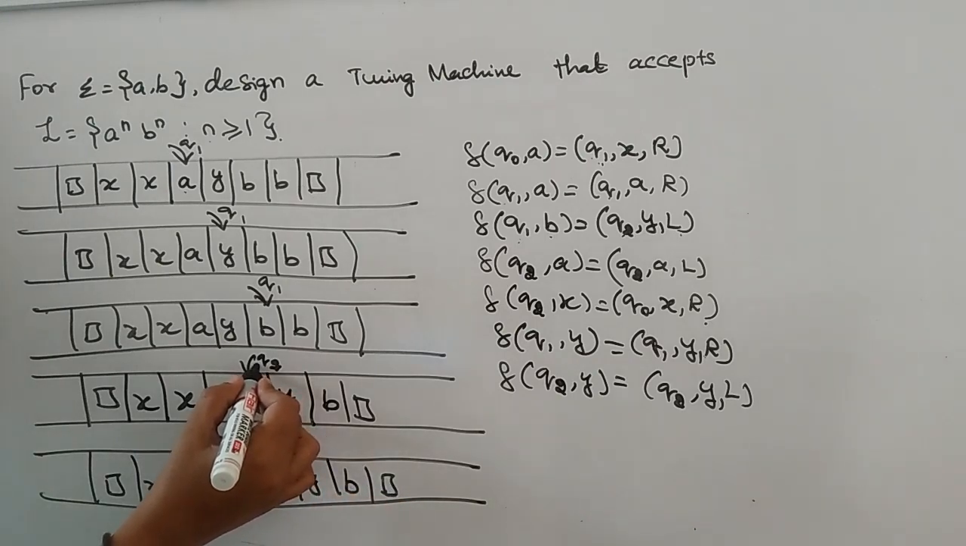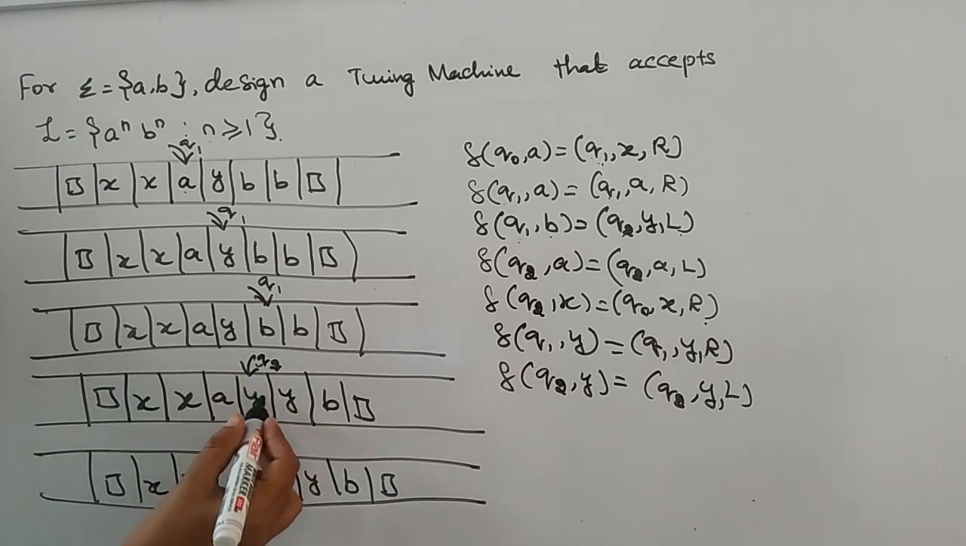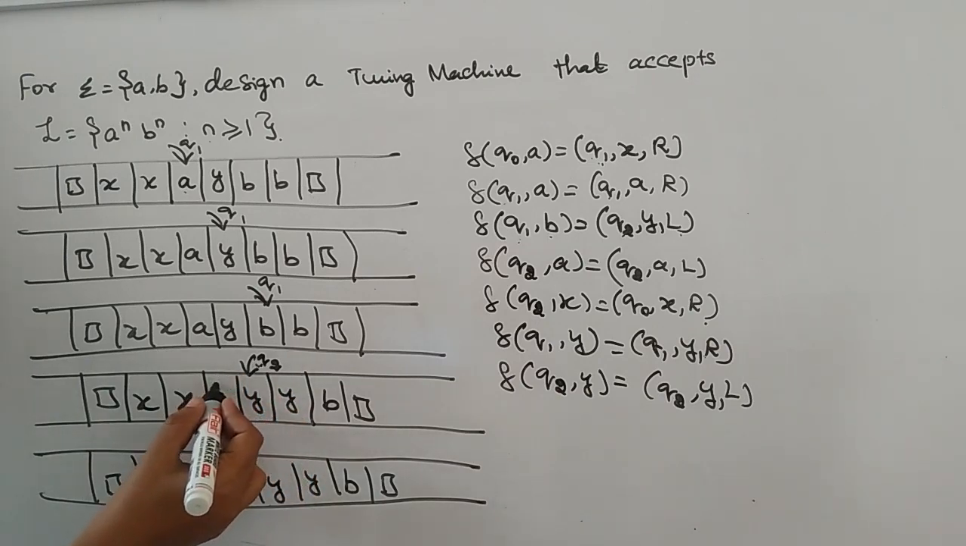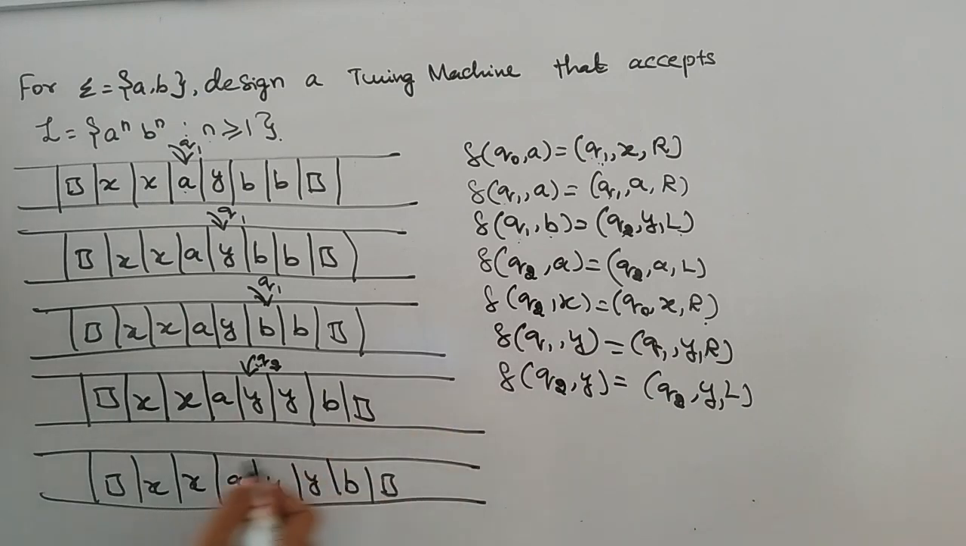Now the machine is in the state q2, we are just simply going to shift it towards left as per this transition. So it will point to here. The read write head is moved towards left and the machine is in the state q2.